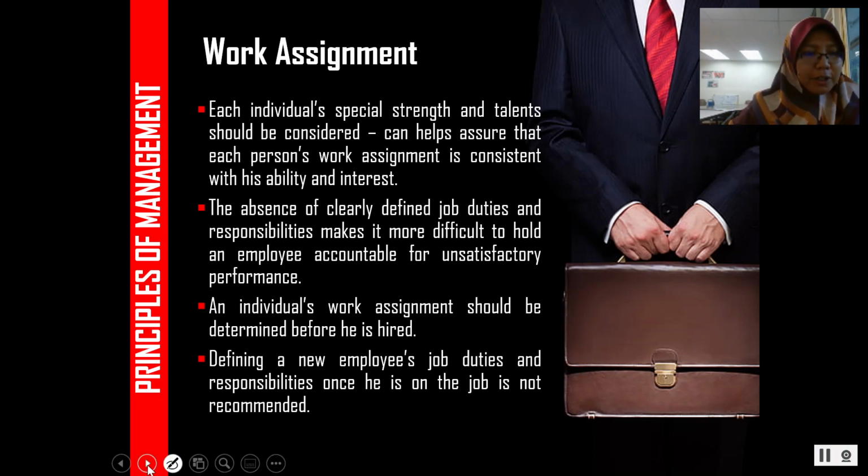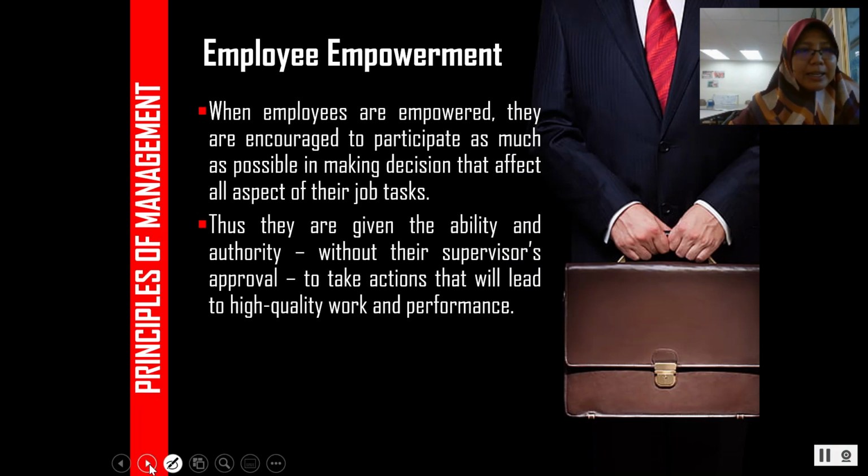Okay, so we are going to continue to the last one, which is employee empowerment. This is the last part in our principles of management. Okay, so employee empowerment. When we talk about the word empowerment, it relates to giving confidence, being reliable, or being able to believe that your subordinate is able to do the job. Okay, so when employees are empowered, they are encouraged to participate as much as possible in making decisions that affect all aspects of their job tasks.